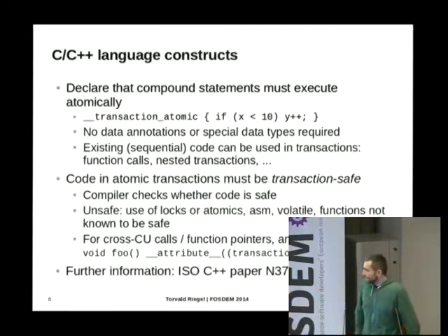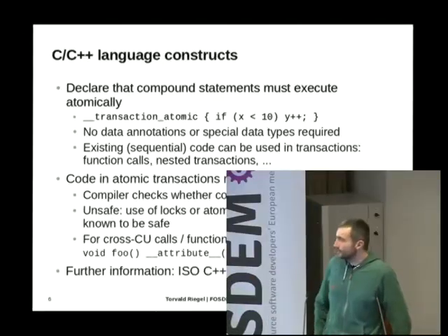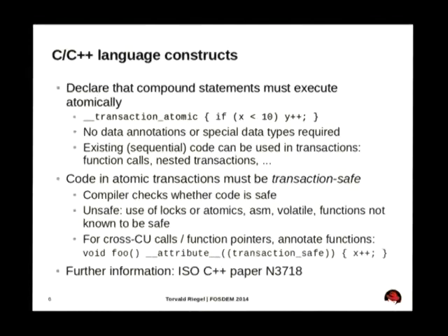And because of functions not known to be safe, for cross-compilation unit calls or for indirect calls or function pointers, you need to annotate your functions with this transaction safe attribute. For example, you say here that you make the claim that foo is actually transaction safe. For further information, have a look at the C++ specification. The best is to just web search for the paper number there, this N number.